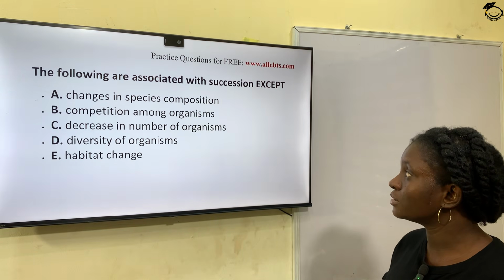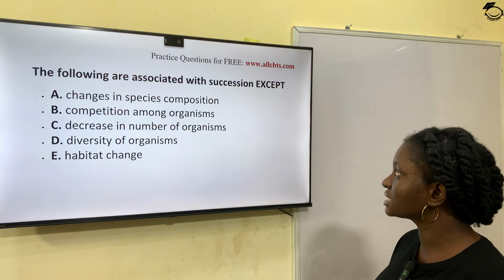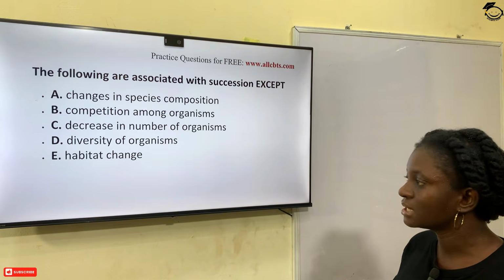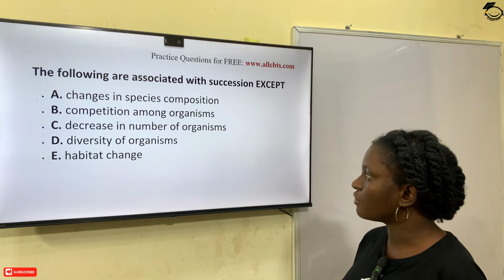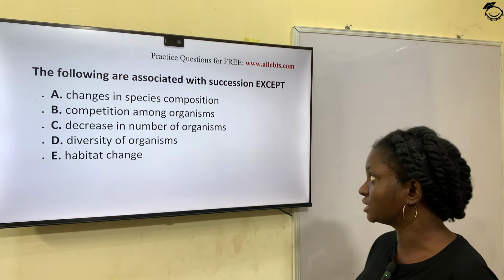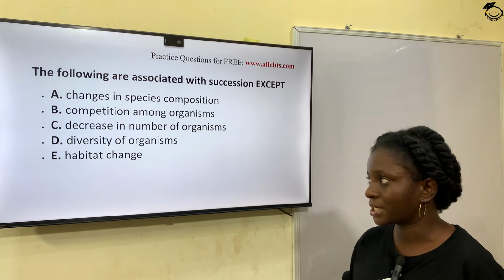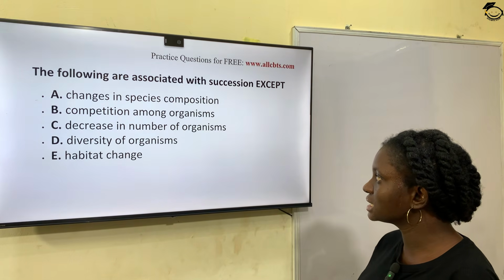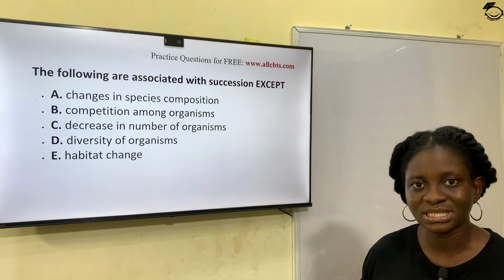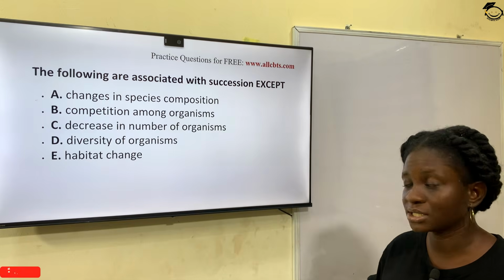The next question. The following are associated with succession except: A, changes in species composition; B, competition among organisms; C, decrease in number of organisms; D, diversity of organisms; E, habitat change. Ecological succession has to do with change in the ecosystem. So the correct answer is decrease in number of organisms. Succession is not associated with decrease, but rather increase in number of organisms. Option C is the correct answer.